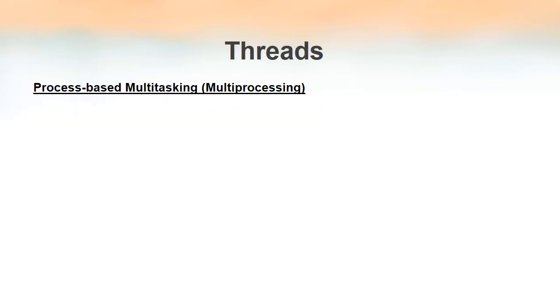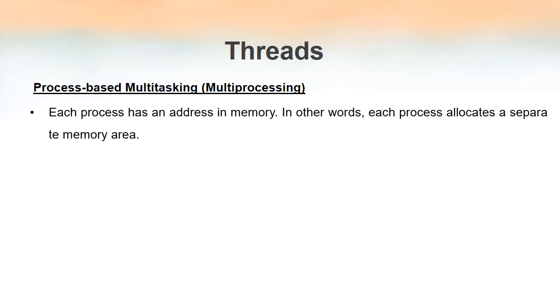First of all, we will see process-based multitasking. It is known as multiprocessing, which means more than one process at the same time. So how can we define a process? A process can be defined as a program under execution. That means we write a program, and once we execute that program, it becomes a process. For each process, there must be a separate memory area. In other words, for each process to get executed, there must be a separate memory area allocated for it, which makes the process heavyweight.